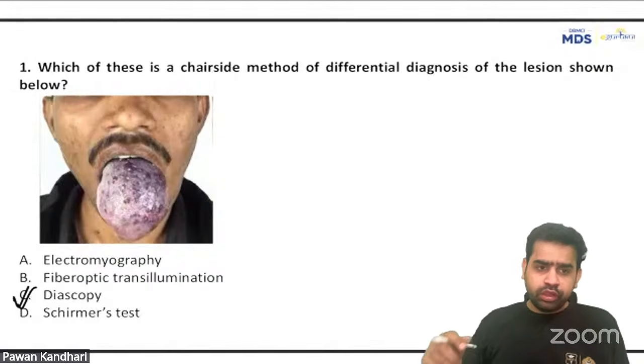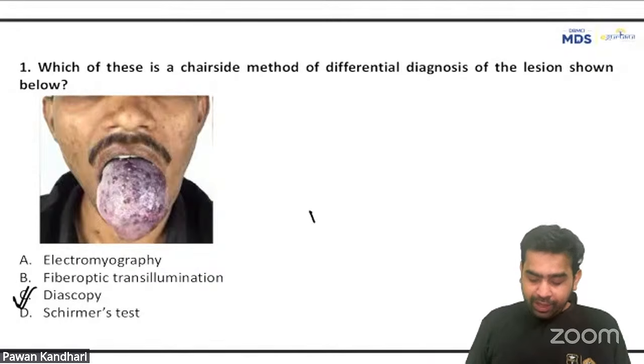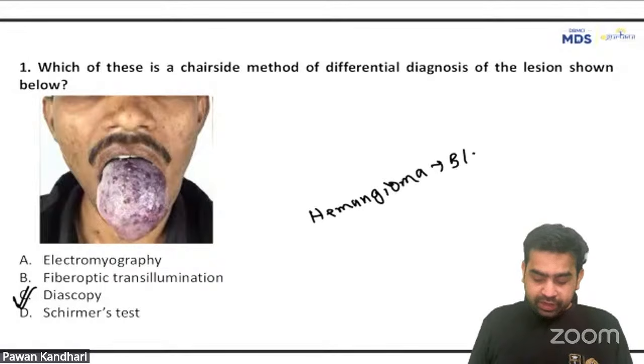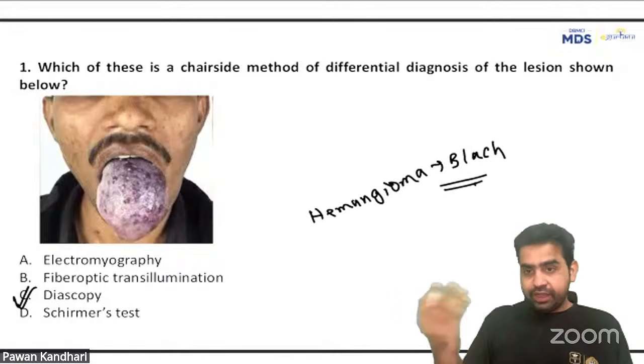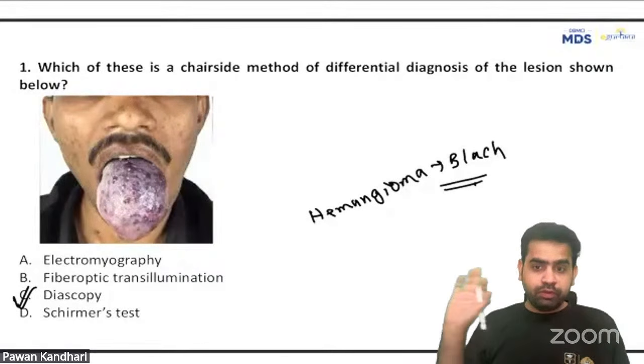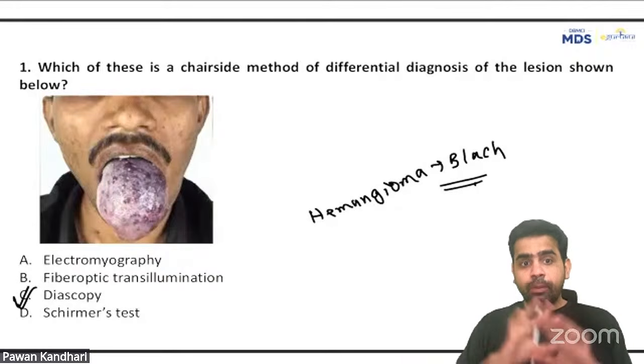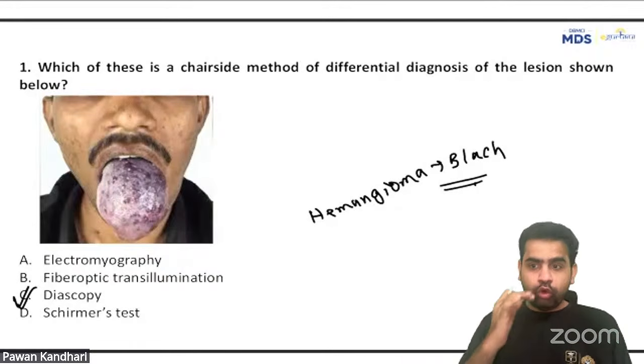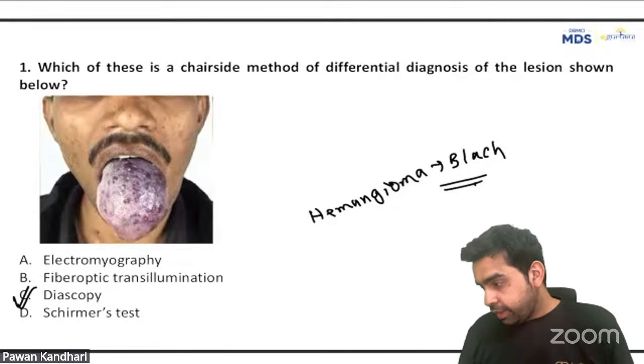So what you basically do is that you take a transparent film and press on it. If it's a hemangioma, it is going to blanch. But if it doesn't blanch, then it is basically a lymphangioma. You understand my point? So this is how you distinguish between hemangioma and lymphangioma. Both appear like a bluish swelling on the tongue. I hope you get that.